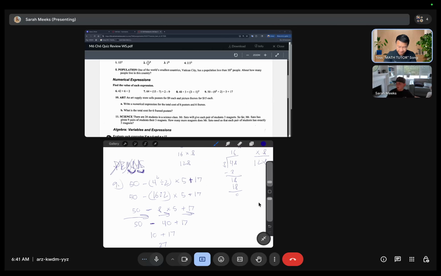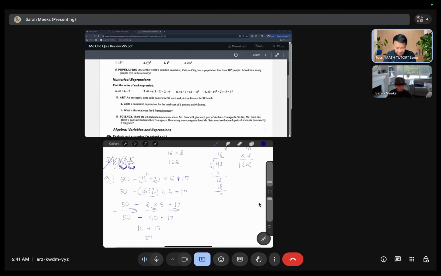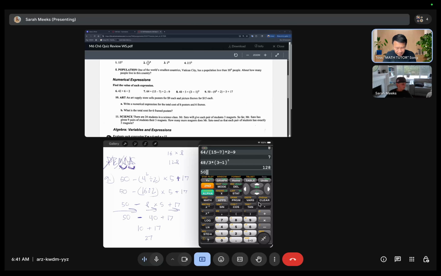There you go. Again, you can check it. I don't always want to do this, but I'll show it one last time at least. So 4 to the second power, divided by 2, close parentheses, times 5, plus 17. There it is, 27. Yeah. Okay. All right, good. Number 10.